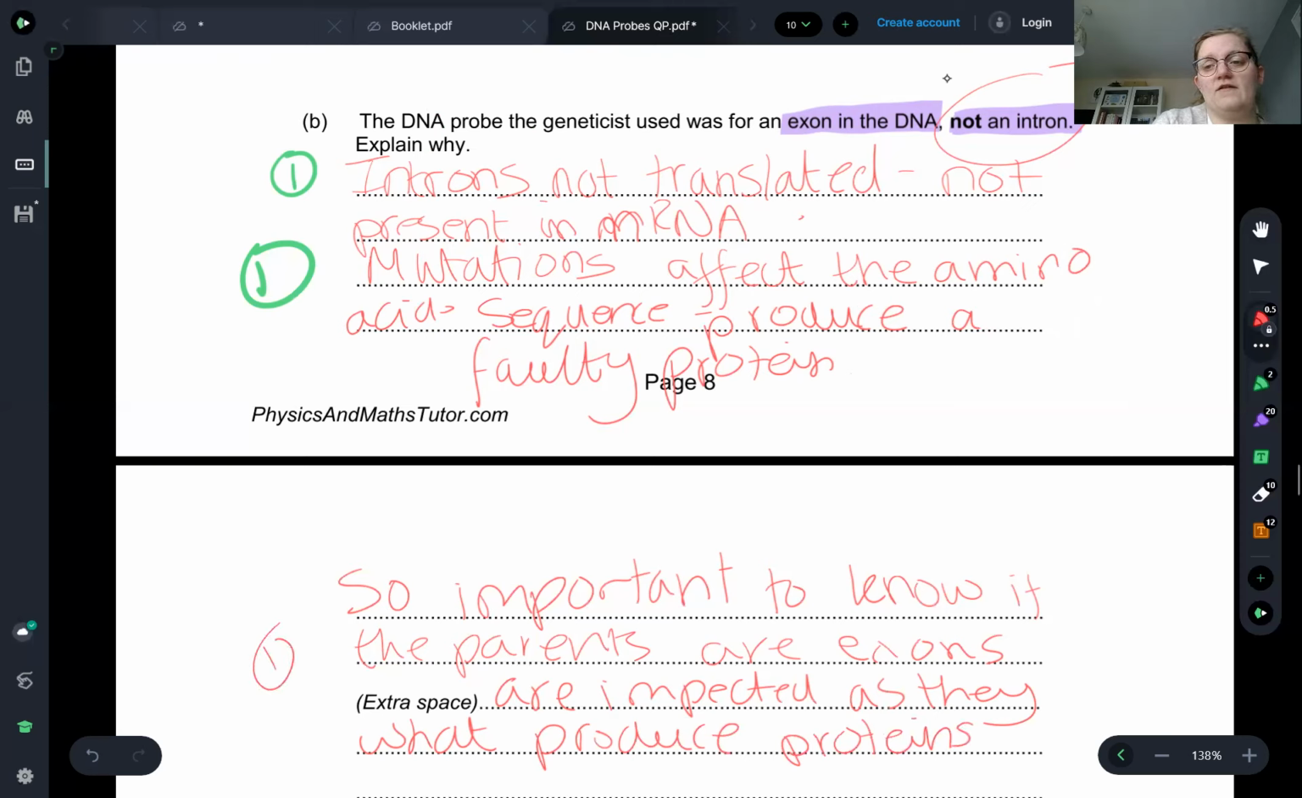Basically, the point of the question is, why are we looking at exons, not introns? Well, introns aren't translated, not present in mRNA. The mutation affects amino acid sequence, and exons are what produce the proteins. If there's an issue with the amino acid sequence, it would then produce faulty protein. That is then what causes the diseases. So it's important to know actually if those parents have the issues in their exons, if they're impacted, and so that's what produces the protein. So it doesn't really matter what's happening in the parents' introns because they're not going to affect the proteins that are being made. So that's where the line sort of falls really with that question.